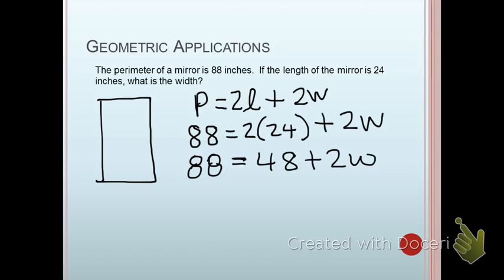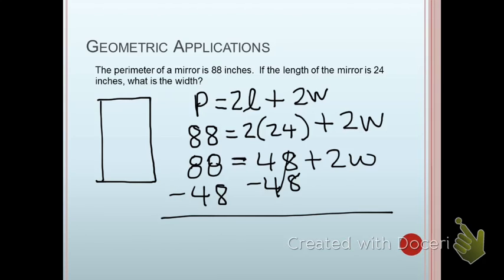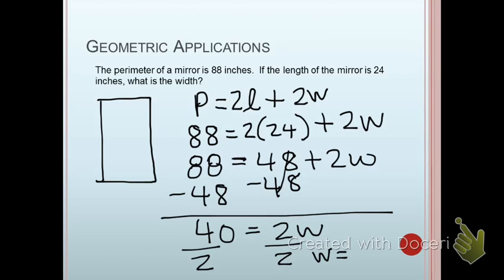We want to get the 2W alone, so we're going to subtract 48 from both sides. 88 minus 48 is 40. So we have 40 equals 2 times W. We'll divide both sides by 2. So we see that W is equal to 20 inches. So the width of the rectangle would be 20 inches, and the length of the mirror, they already told us, is 24 inches.